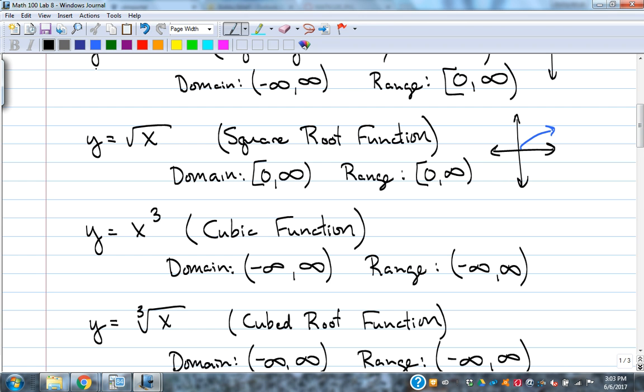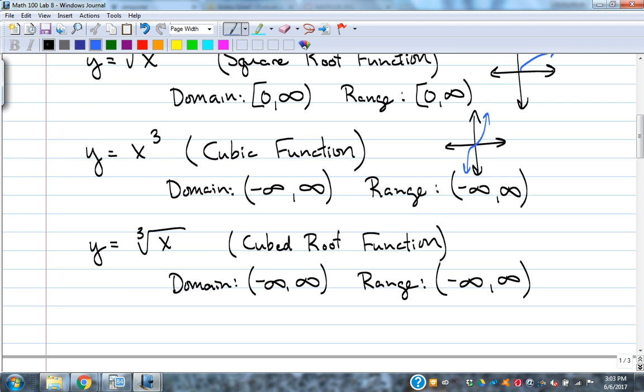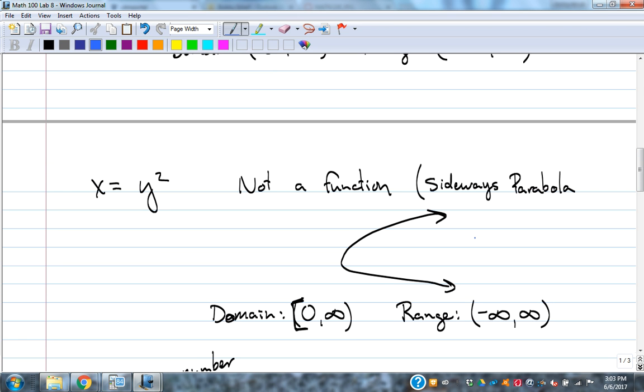The cubic function is an odd function. It's just like that. Takes the x values and raises them to the third power. Domain and range are both from negative infinity to positive infinity. The cube root function takes that function, lays it on its side, and domain and range, negative infinity to positive infinity.